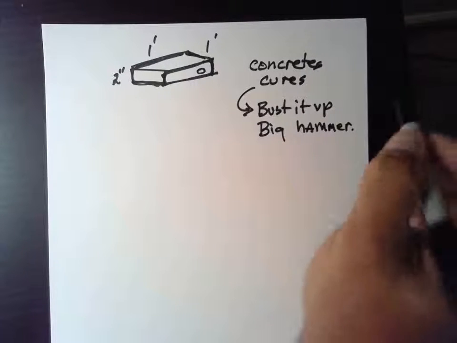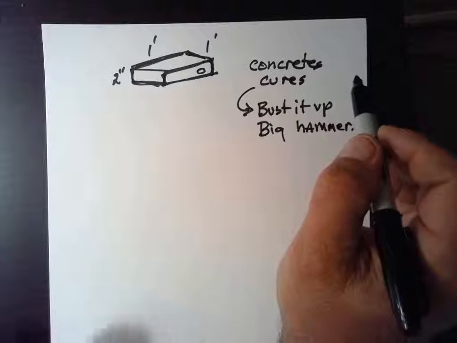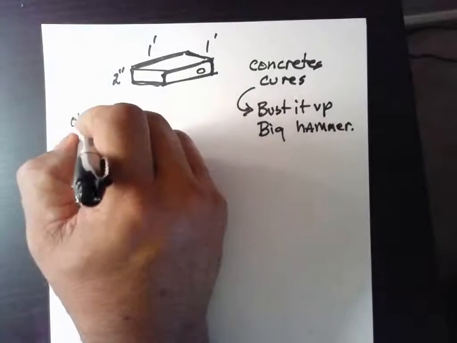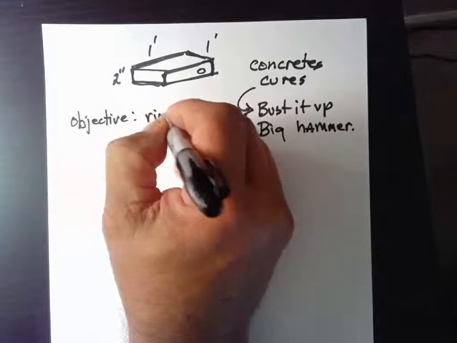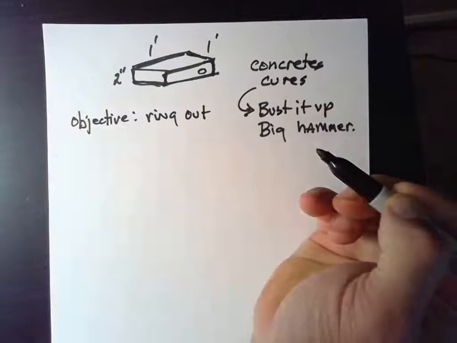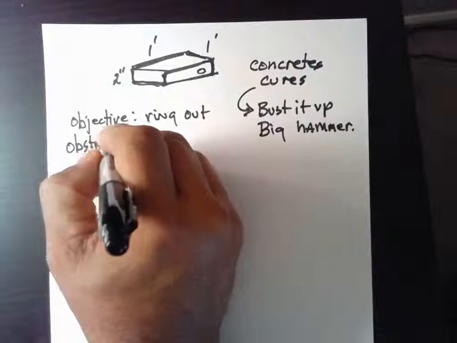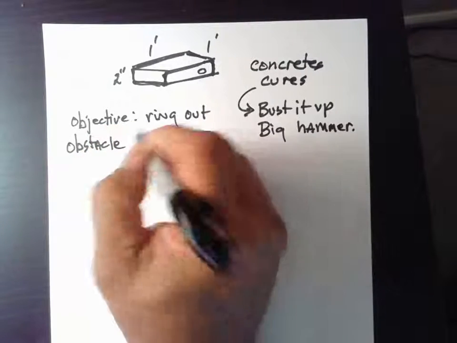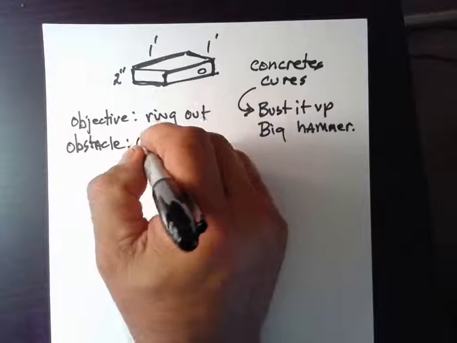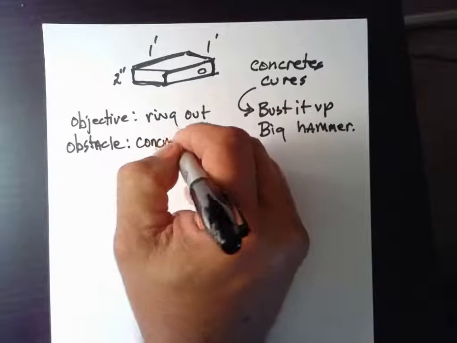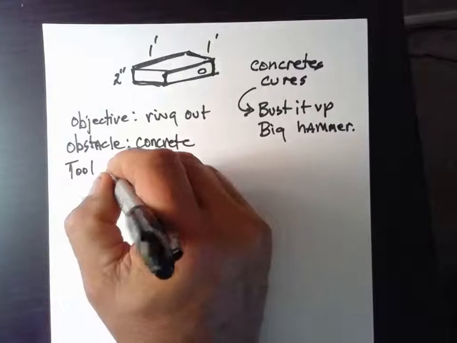So let's talk about what's our objective, what's our obstacle, and what's our tool. Our objective is to get the ring out. Our obstacle, I really don't know how to spell obstacle, is the concrete. And our tool is the hammer.